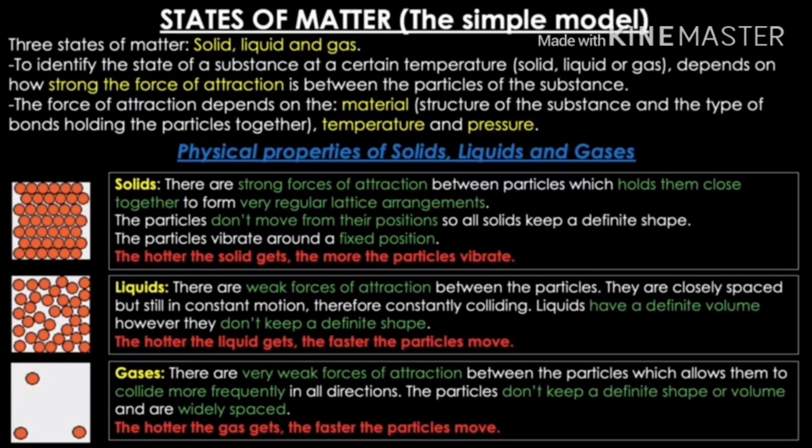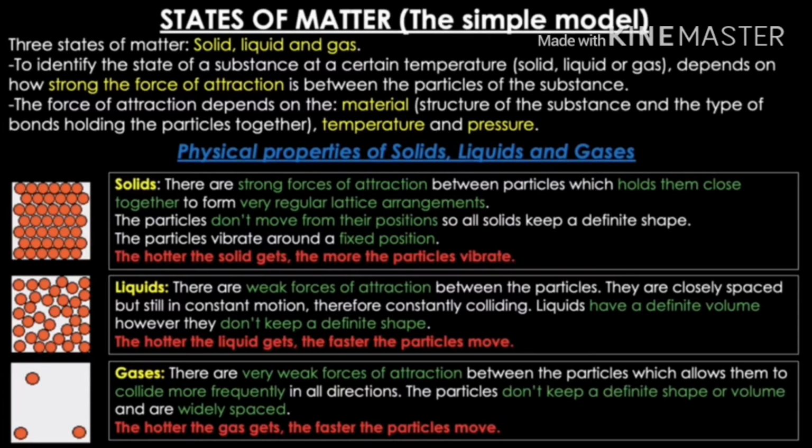States of matter. There are 3 states of matter: solid, liquid and gas. To identify the state of a substance at a certain temperature depends on how strong the force of attraction is between the particles of the substance. The force of attraction depends on the material, temperature and pressure. The next part of this slide explains the physical properties of solids, liquids and gases.